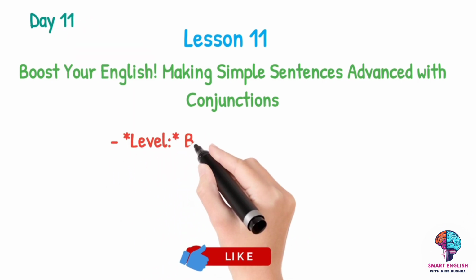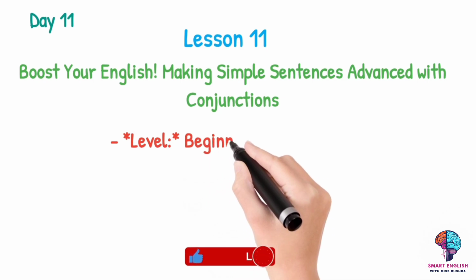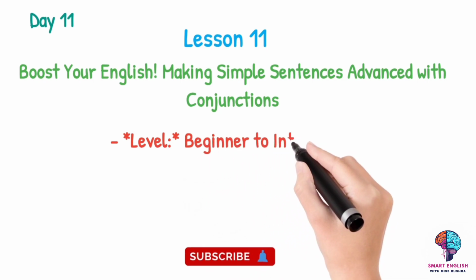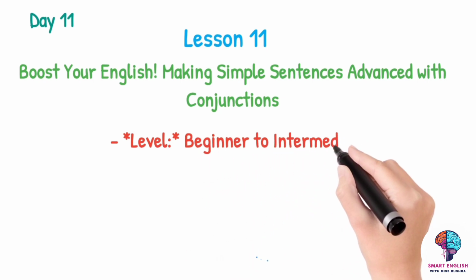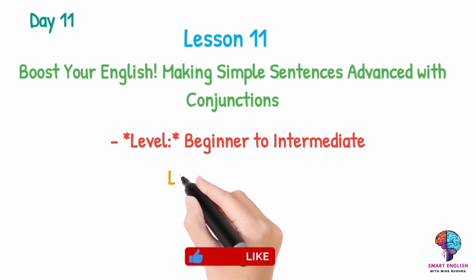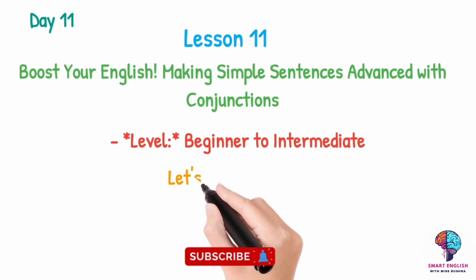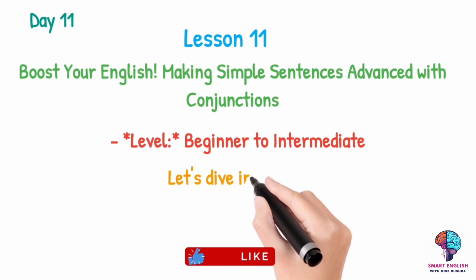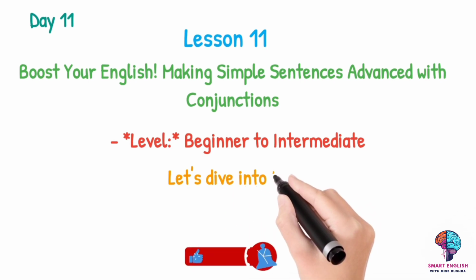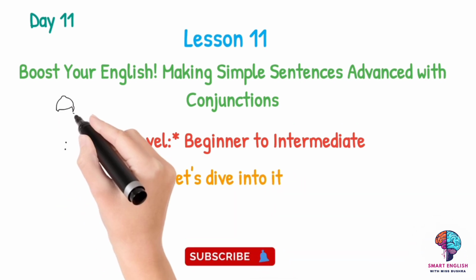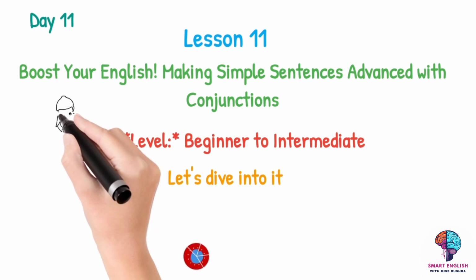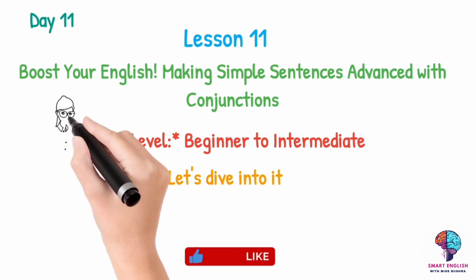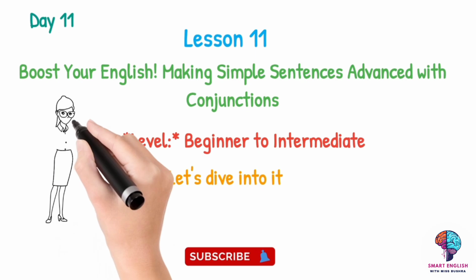So in the previous lesson, lesson number 10, we explored how we can simplify, with the help of only the basic structure, subject, verb and object, how we can make a lot of sentences, even thousands. Now, in today's class, let's boost your English, making simple sentences advanced with conjunctions. Today's class topic, we are going to talk about conjunctions.